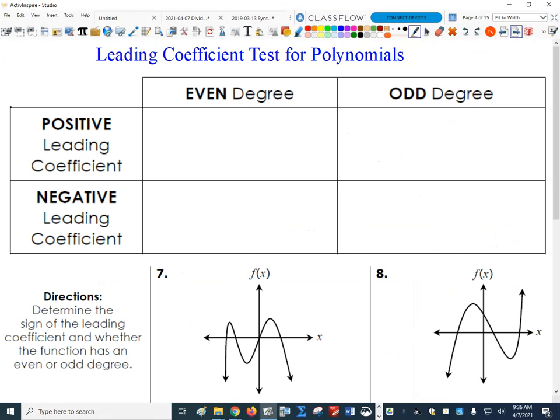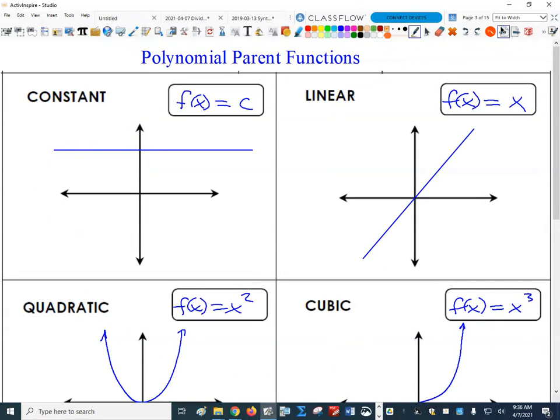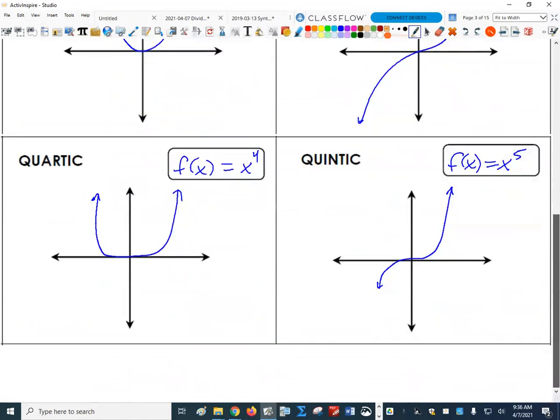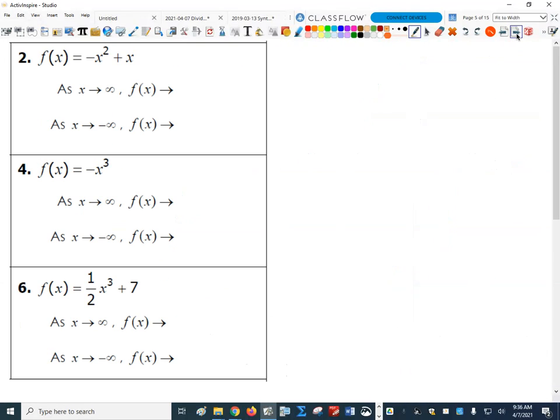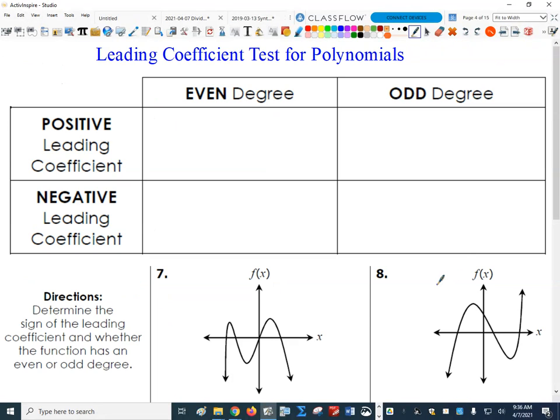Okay, so let's see if we can. Seems like I forgot a slide here, but I don't think it's a big deal for you guys. I think I can skip this. No, I guess that's it. Oh, well. Oh, there we go. Okay.